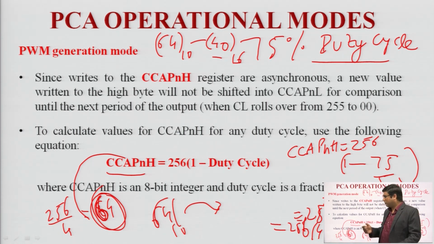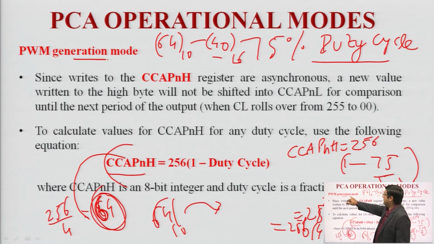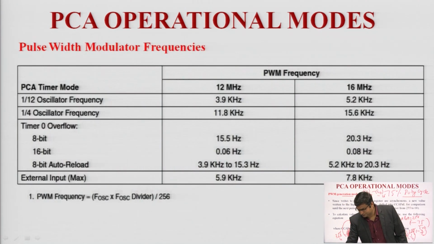To work the PCA timer in the PWM generation mode, we need to calculate the value of the CCAPnH. If we are able to calculate the value of the CCAPnH, we can say that we can go with the PWM generation mode. Okay, this slide is clear to you.